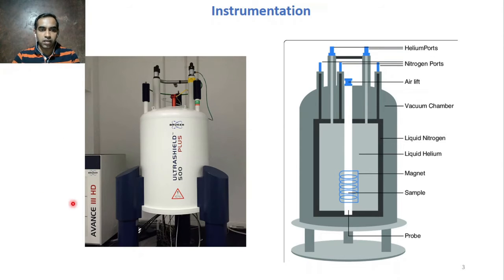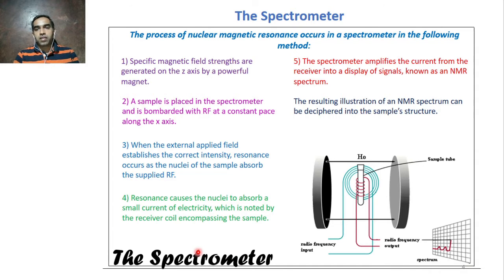And this is the console, you can see it here, to control this. You regulate everything through this, and you need a very good AC room. So basically this is what the spectrometer is. You can go through that in the study material in detail.